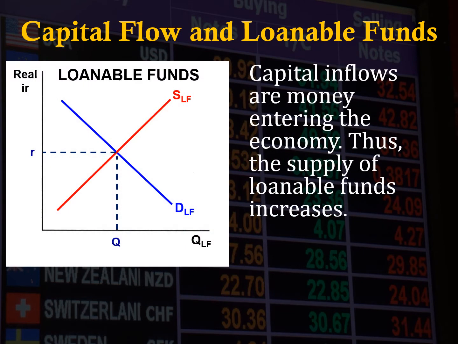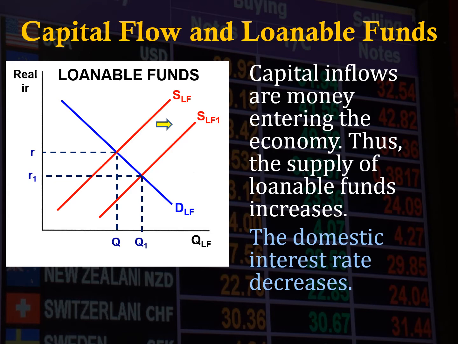So let's take a look again at capital inflows. Capital inflows are money entering an economy. So with respect to loanable funds, the supply of loanable funds increases. So supply shifts to the right, which lowers the domestic real interest rate. Capital inflow lowers the interest rate in America because the supply of loanable funds increases. More money is available for people to borrow.